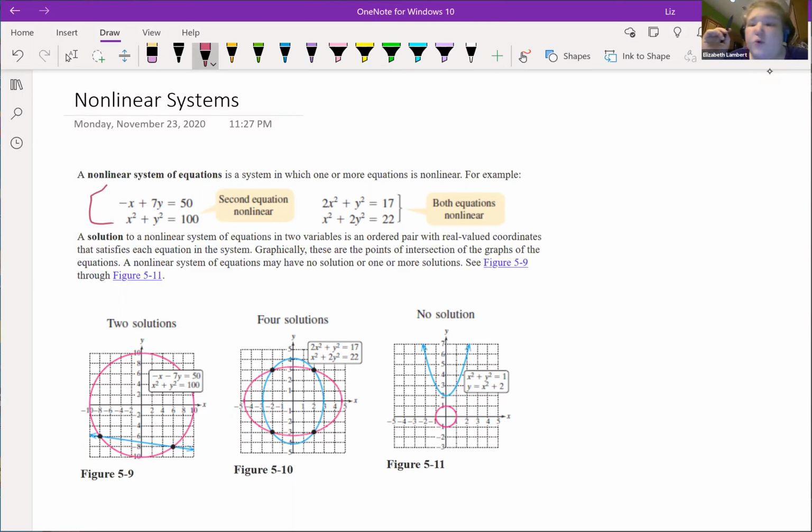We can get 4 solutions. That is 2 ellipses being intersected. Or we could get no solution at all. We have a parabola deliberately positioned well above a little circle, so they never cross at all. But if I started moving that parabola down, I could get 1, 2, 3, or 4 points of intersection. Couldn't get more than 4 though, I don't think. But if you can draw me a picture of it, I'd be impressed.